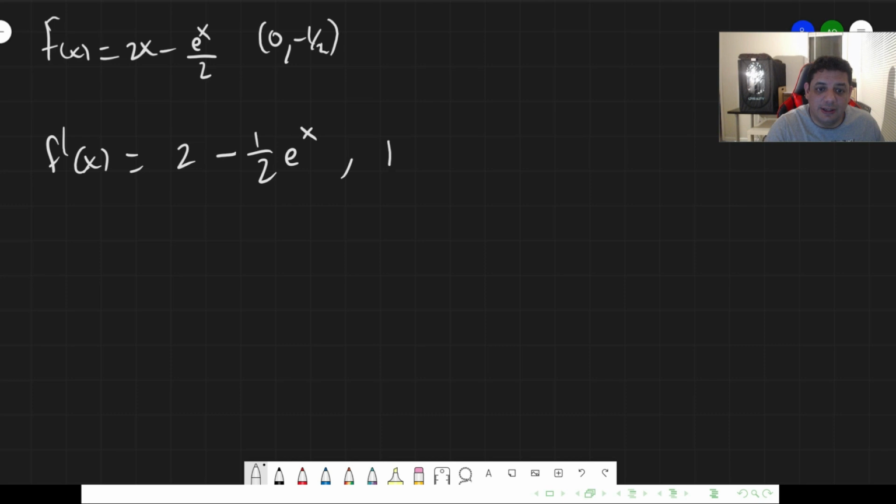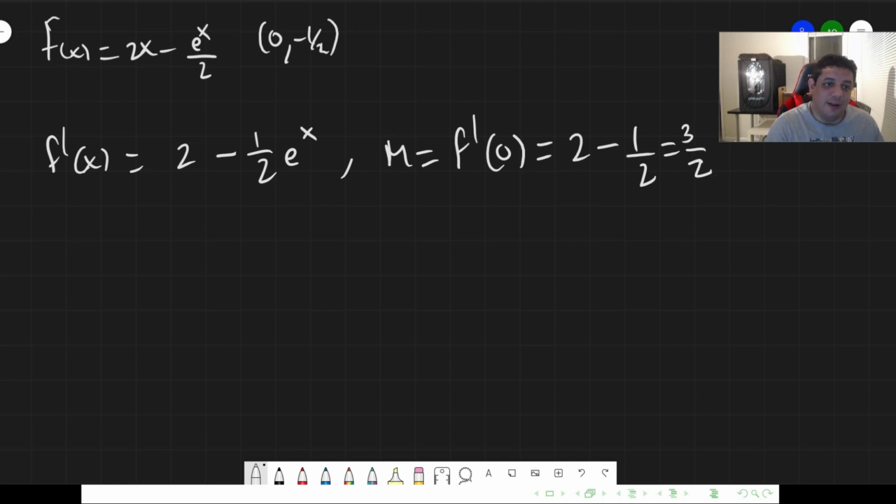Now, if we're going to get the slope of the tangent line, we're going to plug 0 into f prime. And so now that's going to be just 2 minus 1/2. e to the 0 is 1. And if we put this together, 2 is 4/2, and so minus 1/2 is going to be 3/2. So now I got the slope, and I can get the equation of the line.